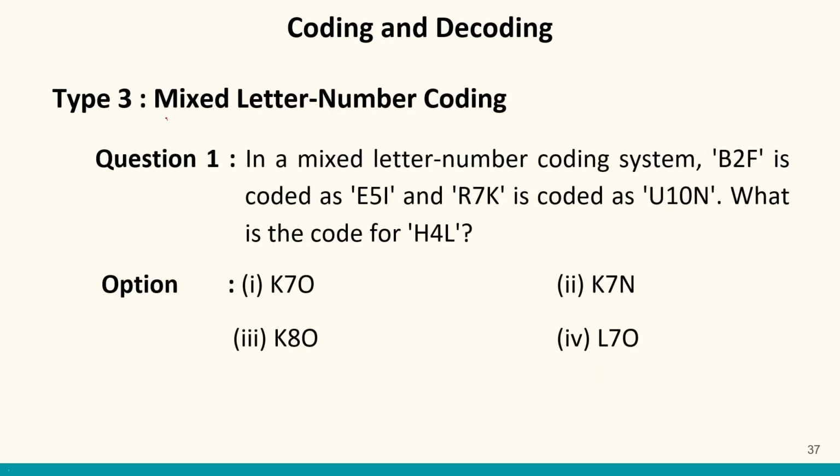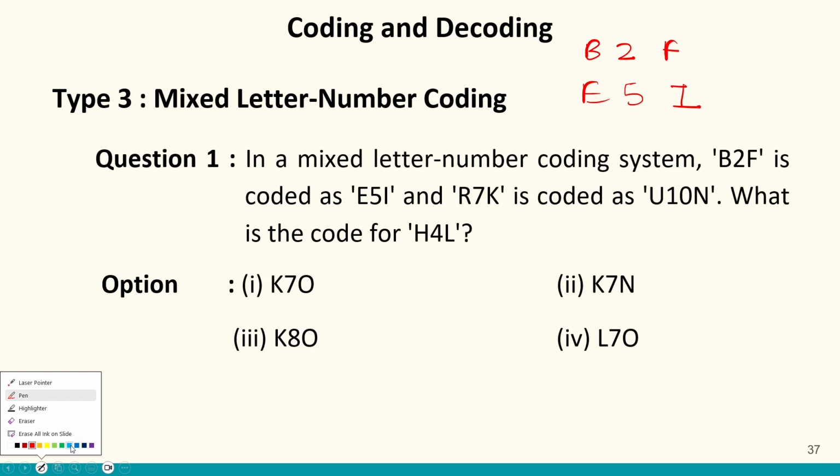Now this is type 3, which is mixed letter number series, in which we use both letters and numbers. So let us look at this. B2F is coded as E5I. Now I told you, whenever you get such questions, you always have to treat them individually. So if B to E, how many positions are we going forward? Here we are going forward 3 positions. Here also we are going forward 3 positions. I am adding 3 to this. And here also we are going forward 3 positions, because F is numbered at 6 and I is numbered at 9. So I can clearly see.